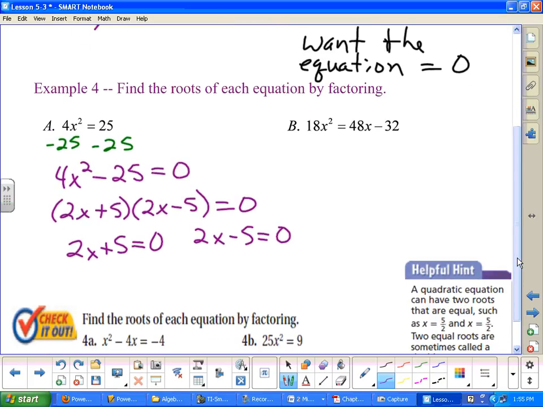So we're going to subtract 5, so we get 2x equals negative 5. And over here we're going to add 5. And then in both cases we're going to divide by 2. So x equals negative 5 halves or positive 5 halves. What's the decimal number there? 2.5. So if I need to check that with my calculator, I'm looking for 2.5. All right, let's look at letter B.